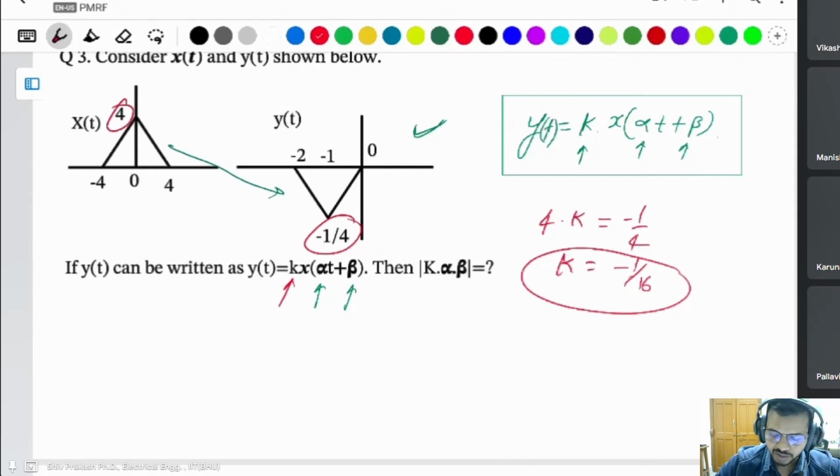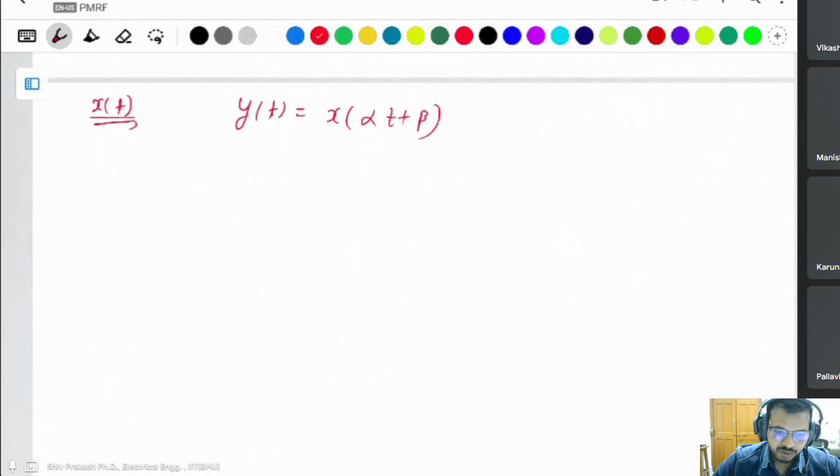But what is the value of alpha and beta? These are different things. The k value you can find directly by taking any one point value. Simply use the peak value, which is 4, and the new peak value is minus 1 by 4. It is obtained by multiplication of some factor k. Then what is the value of k, like that. If there is this thing, then you have to apply two methods.